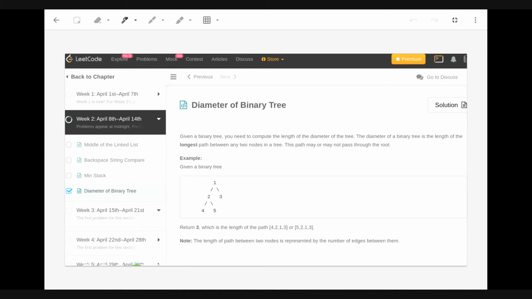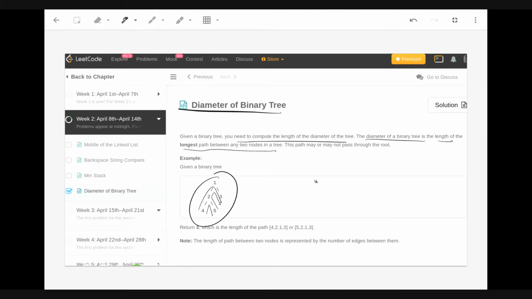Hey guys, so this is day 11 of the Leetcode challenge, and we are looking at a question called diameter of a binary tree. We are given a tree and we need to compute the length of the diameter. The diameter of a binary tree is the length of the longest path between any two nodes of the tree. So it could be this, could be this, and it can be this.